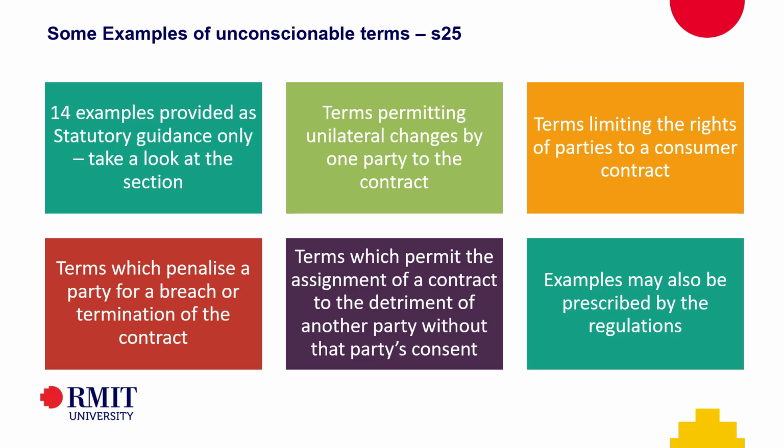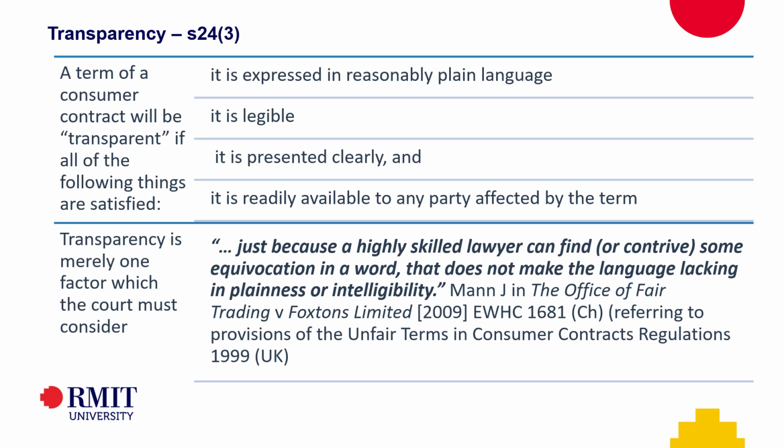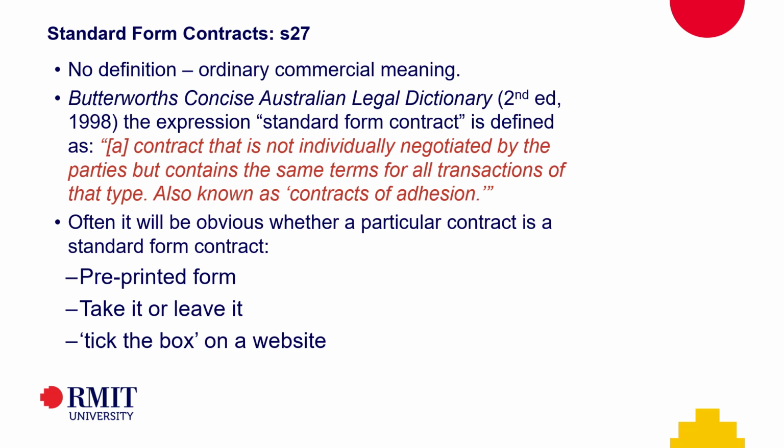Terms which permit the assignment of a contract to the detriment of the other party without the other party's consent. So we talked a little bit recently about assignments and novations and how if I'm your McDonald's franchisor and you're my McDonald's franchisee and then I suddenly just pick up and sell the business to Pizza Hut, and so I've assigned the benefit of my contract, you get no say, you don't want to do that, maybe that's an impact. And the regulations can also prescribe examples. To my knowledge, they have not yet done so. Oops. Sorry, heading backwards today.